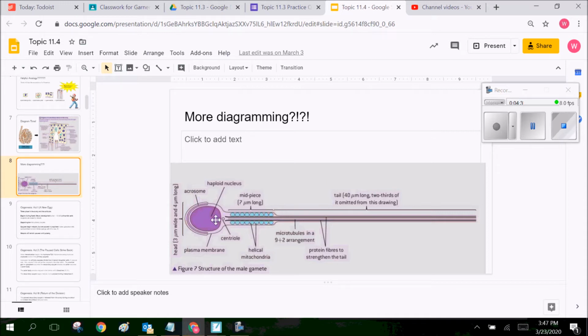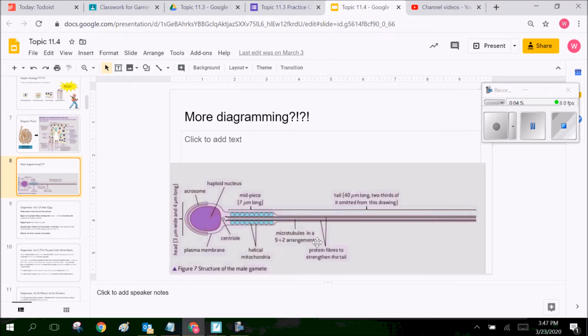We have the haploid nucleus, which is going to be the genetic information the sperm is delivering. The centriole, once the centriole and the nucleus are injected into the egg, is going to help spin the spindle fibers that are going to allow for the division of the developing zygote.